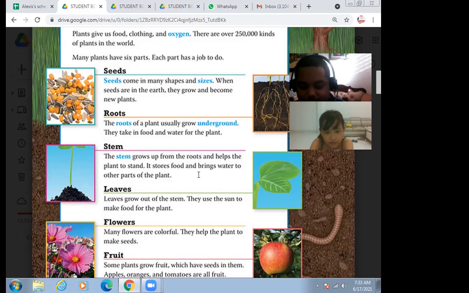The leaves grow out of the stem. They use the sun to make food for the plant. Okay, and what about the flowers? The flower, okay, flower. Many flowers are colorful. They help the plants to make seed.